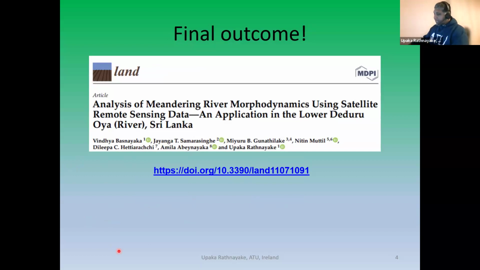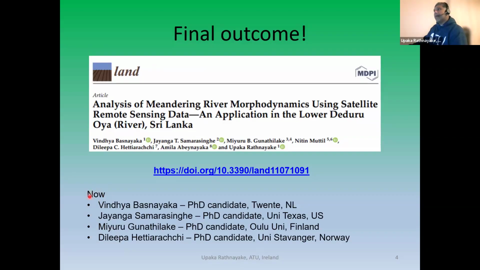Now, I wanted to showcase these kids' attitude and experience. Vindhya is now a PhD candidate in the Netherlands. Jayanga is a PhD candidate now in Texas, United States. Miro is again a PhD candidate at Oulu University. Dilip, one of my batchmates, is now a PhD candidate in Stavanger, Norway. They were working in different sectors at that time. That was probably in the year 2000, and we faced difficulties again in 2019, I believe.